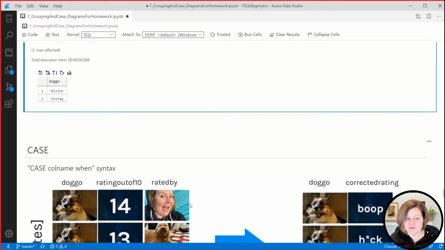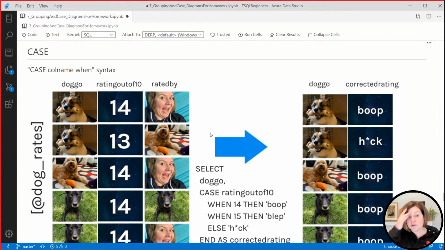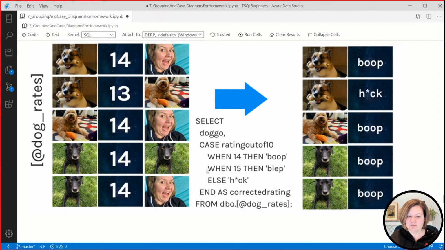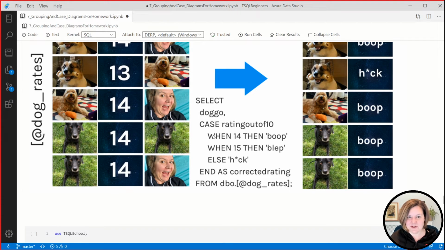Our final adventure for today is case syntax. And case is really, really cool. And you don't have to use case with group by. We're covering these the same week, but it isn't that you can only use them together. They are very powerful when used together, and they are often used together, but you can absolutely use case without using a group by. And in fact, this query here is case without a group by.